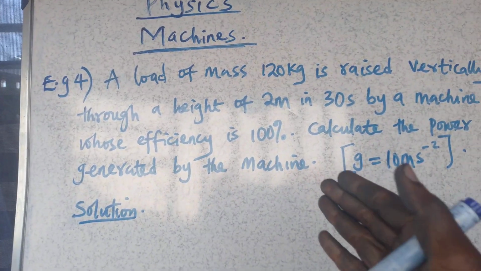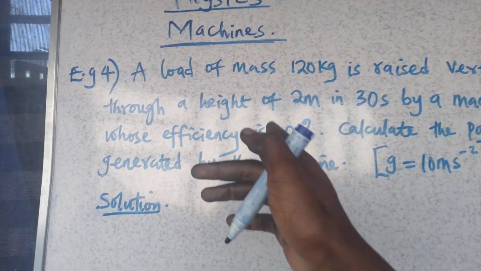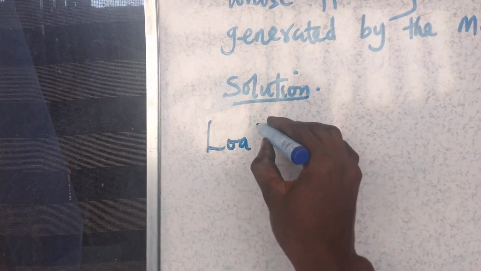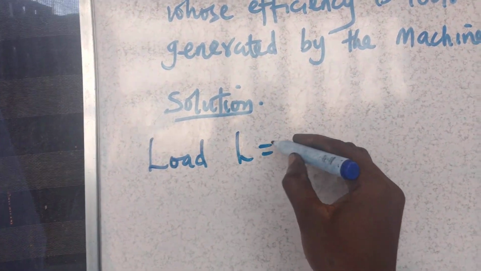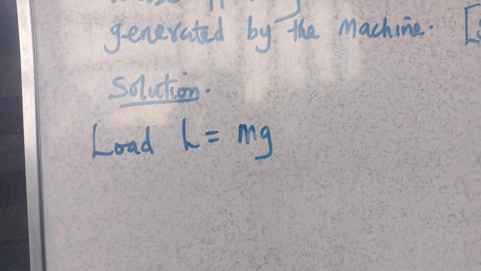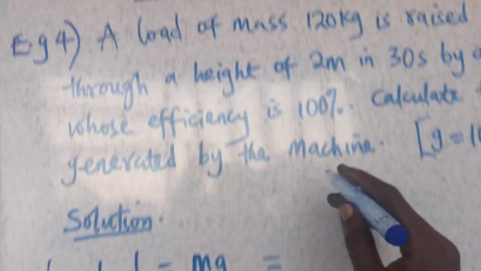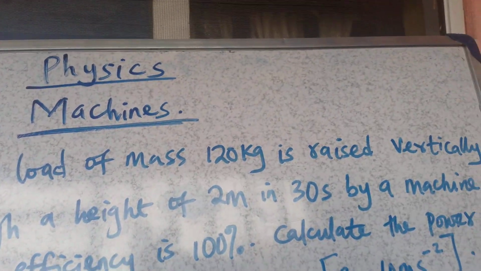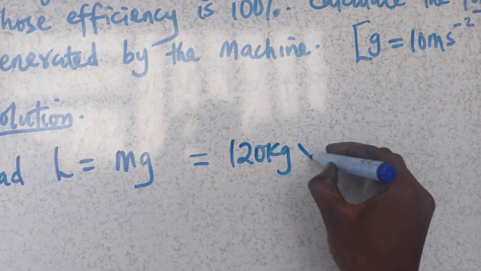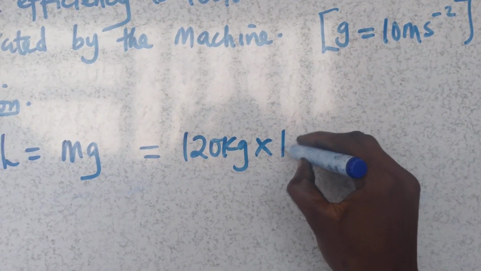Now we'll list out the parameters given to us. First thing that was given to us is the load and the mass of that load. The load L, we'll obtain it. We know that it is mass times acceleration due to gravity, which is the mass, 120 kilogram, times g, which is 10 meters per second squared.